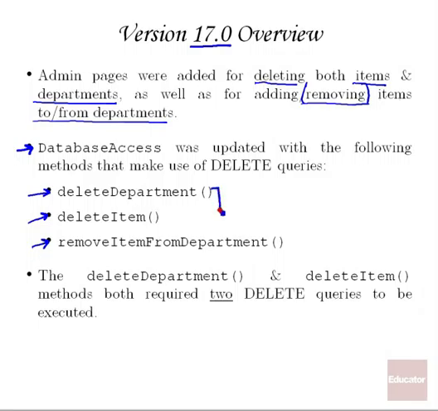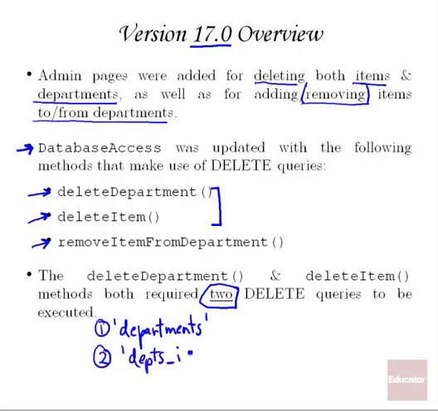So these first two delete operations are actually going to require that two delete queries be run. For example, for the delete department function, we're actually going to have to run a delete statement on the departments table, and that's because we know that the information about a department is contained in two tables. It's contained in the departments table and then also in our linking table. So it's going to have one query that's going to delete information from departments. It's also going to have a second query to delete any associations between items in that particular department. Because if we delete a department, it doesn't make sense that we would have items still associated with a non-existent department.